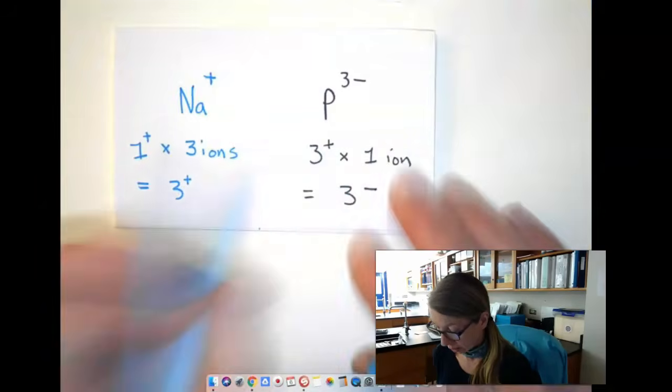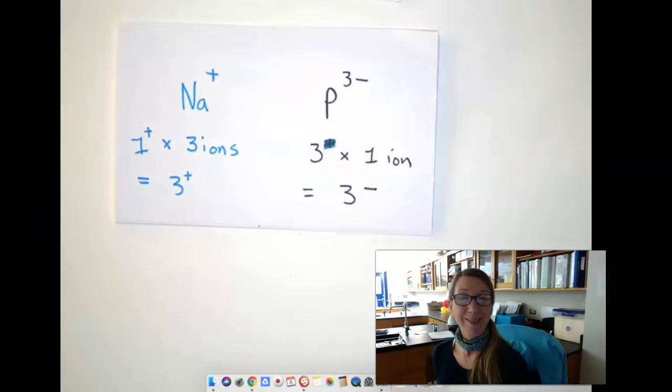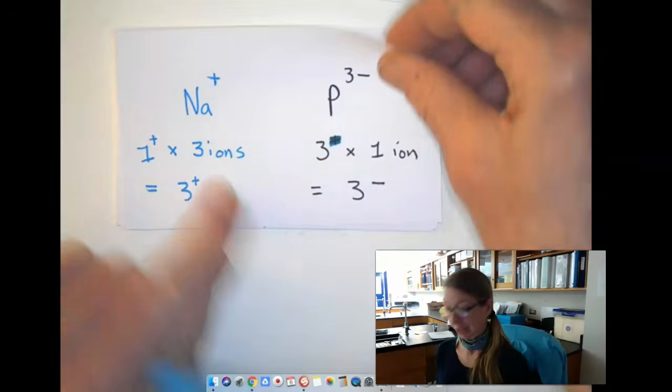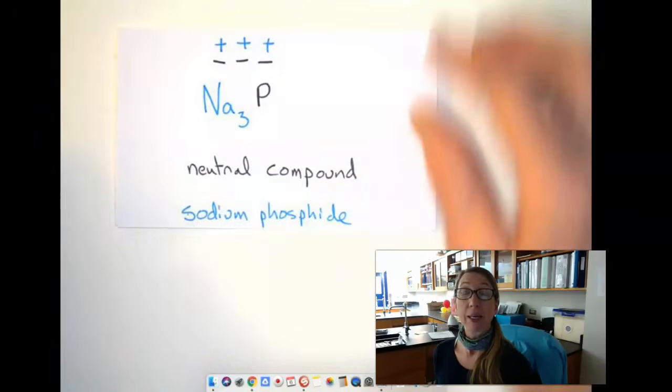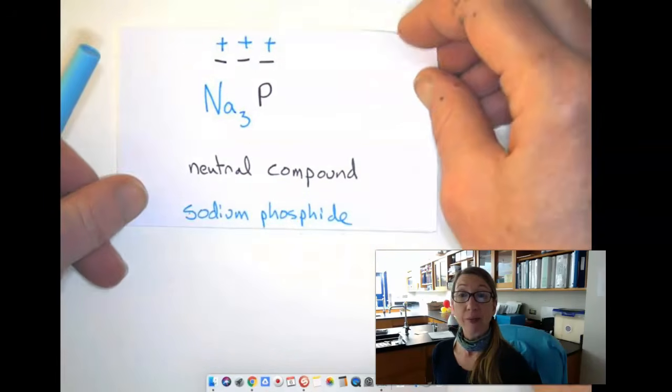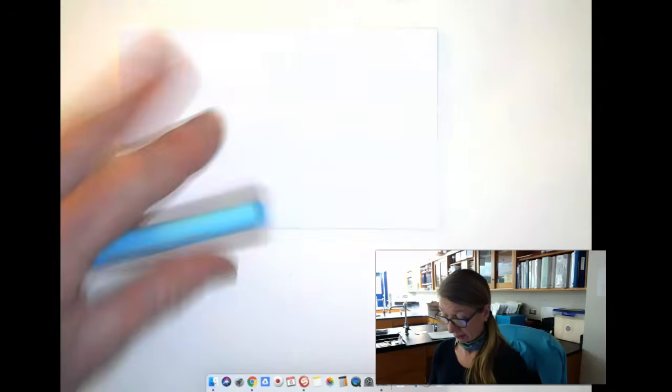Whoa, look at me go here. A -3 times 1 ion, and it has a -3 charge. So, sodium +3, the phosphorus is contributing -3. It's a neutral compound called sodium phosphide.